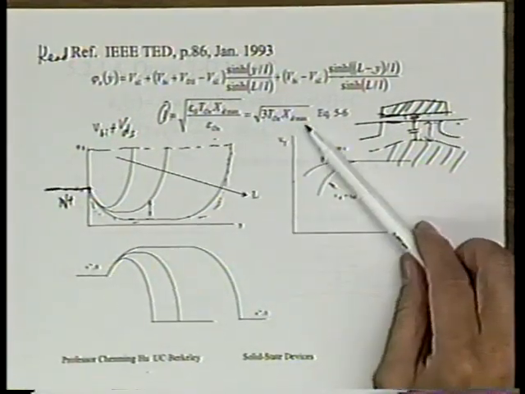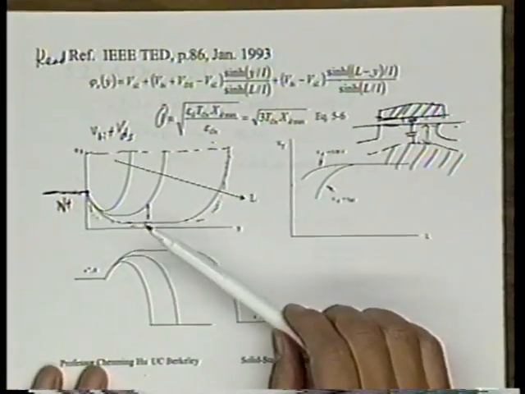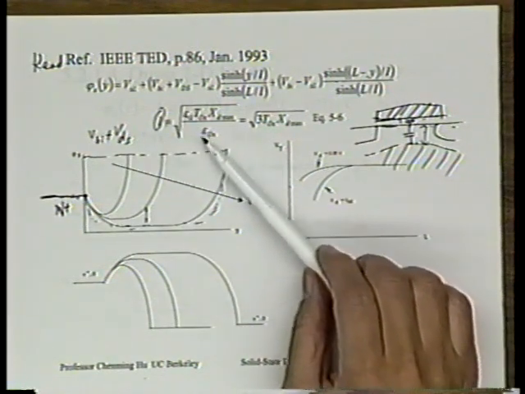Okay, any questions about the decay length? To make it even simpler, since we're always dealing with silicon and silicon dioxide, at least up to now, the ratio is actually a constant 3.